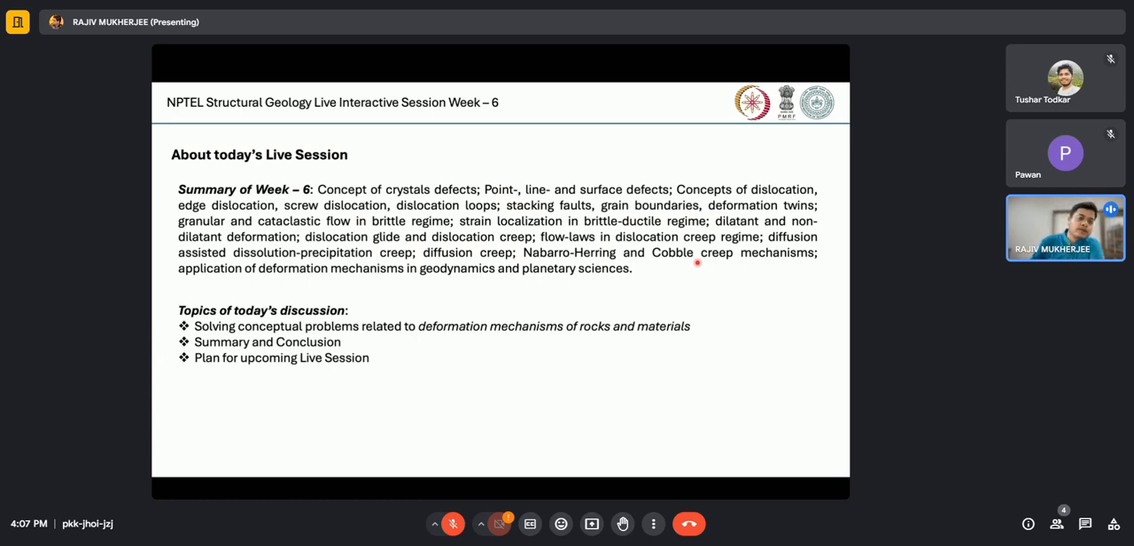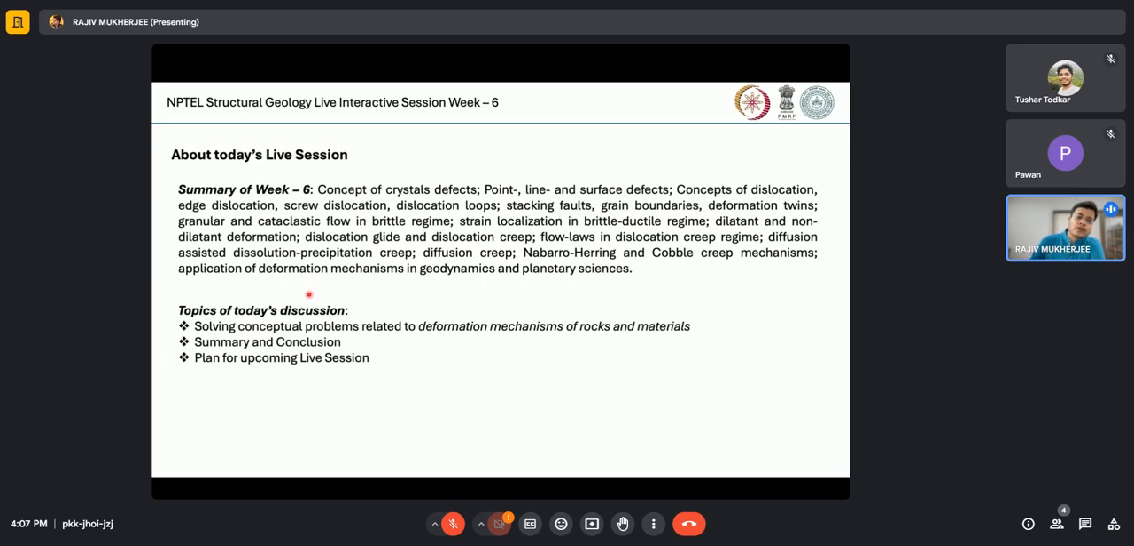And then finally, we talked about the application of deformation mechanisms in geodynamics and planetary sciences, especially for tracking the age of the mantle. From thin sections and by observing different grains of crystals such as garnet and other zoned crystals, we can estimate the diffusion of materials or trace elements from the mantle to the crust and so on. So there is a huge implication of these deformation mechanisms in understanding geodynamics and planetary evolution in our solar system.